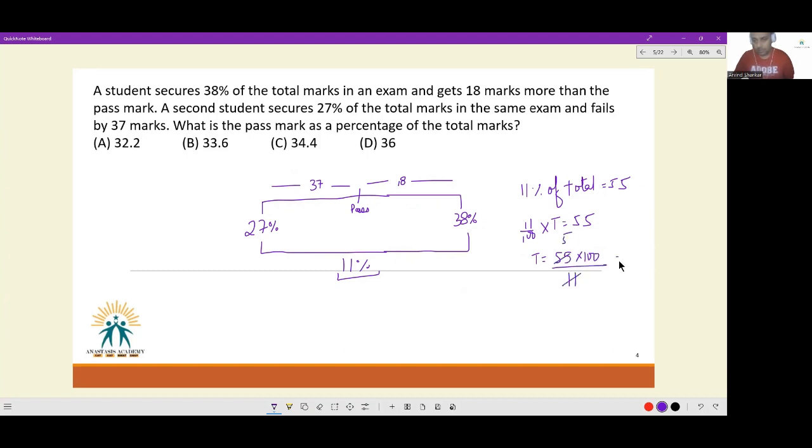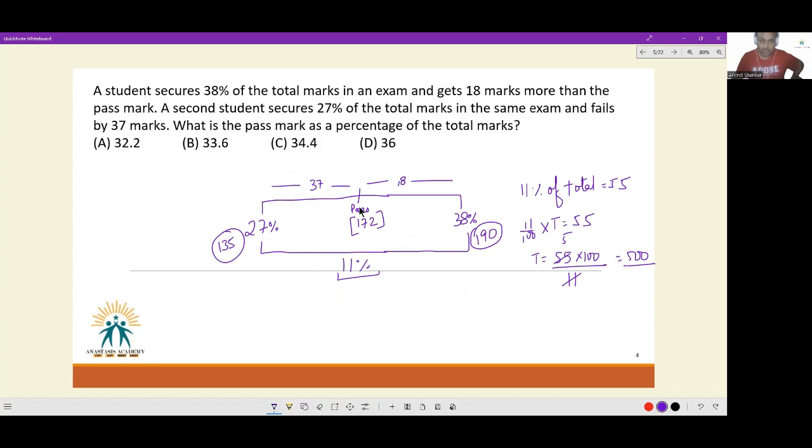Cancel 5 gets us to 500. Sorry, total marks is 500. If total marks is 500, 27% marks is 135, and 38% marks is how much? 190. Now 190 is 18 more than the pass marks. So I can get to 172, or 37 more than 135. So in either case, pass mark is 172.